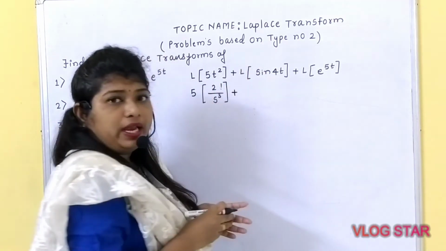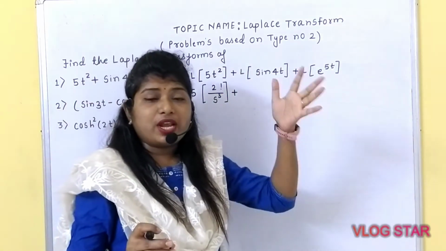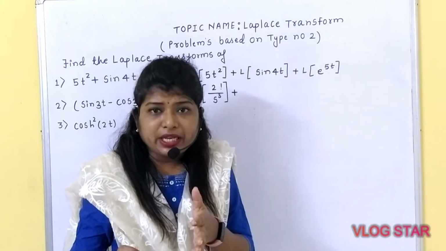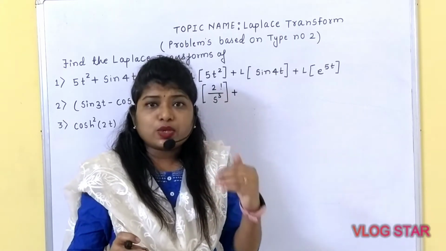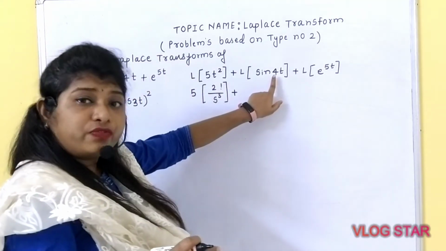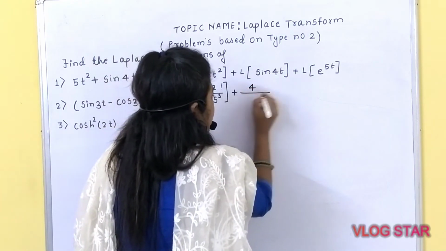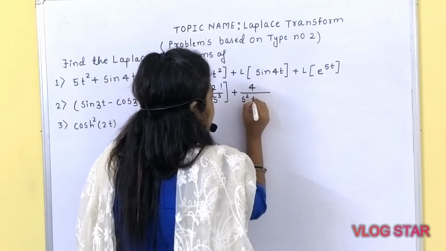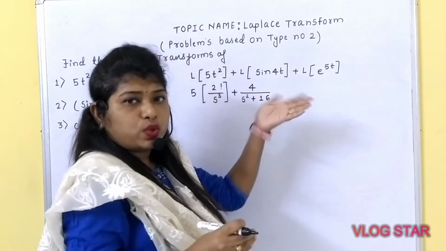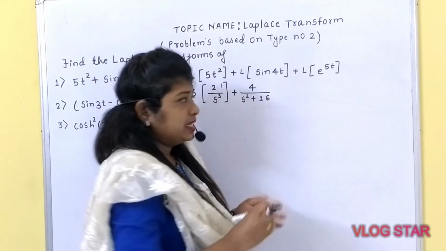Similarly, we need to calculate Laplace of sin at. What was the formula for Laplace of sin at? Laplace of sin at is equal to a upon s square plus a square. Now instead of a, the value of a is 4 in this case. So how are we going to write down the answer? 4 upon s square plus 4 square. Instead of 4 square, you can write 16. If you want, you can keep 4 square as it is.